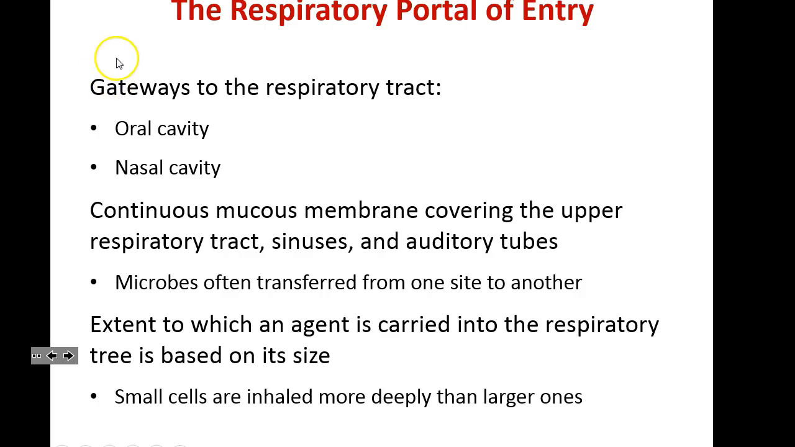The respiratory tract, that's a portal of entry. Gateways to the respiratory tract are the oral cavity, through your mouth, and the nasal cavity. Continuous mucous membrane covers the upper respiratory tract, sinuses, and auditory tubes. Microbes often transfer from one site to another. The extent to which an agent is carried into the respiratory tree is based on its size. Small cells are inhaled more deeply than larger ones.